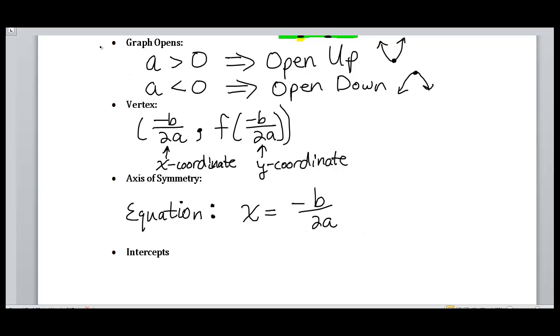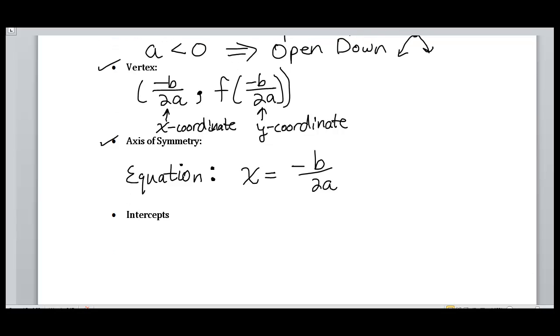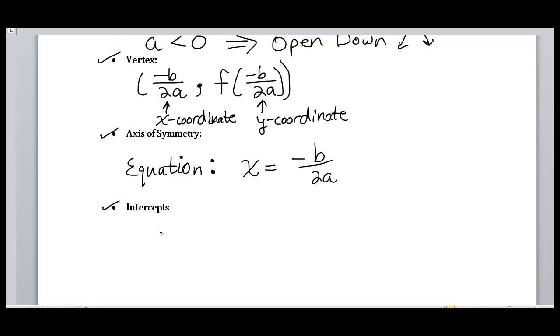So I'm going to go through, figure out how the graph opens, find the vertex, find the axis of symmetry, and the last thing I'm going to do is find my intercepts. I'm going to find the x and the y-intercepts. And we remember, to find the x-intercept, you let y be 0 and solve for x. To find the y-intercept, let x be 0 and solve for y. Once I have all of this information, I'll be able to use it to help me graph the actual equation. Let's look at an example.